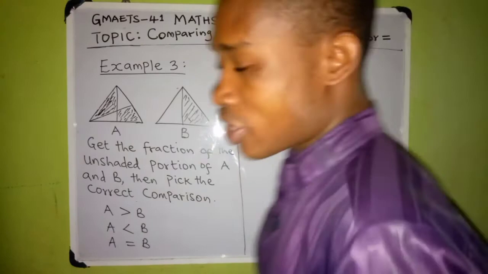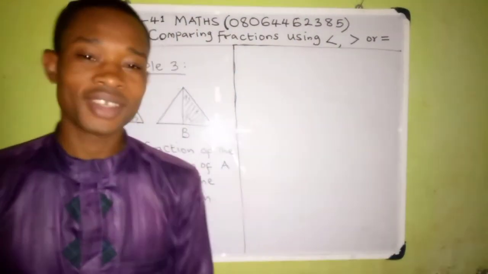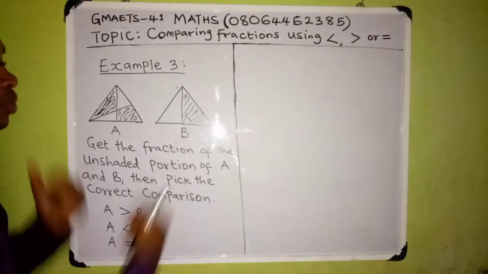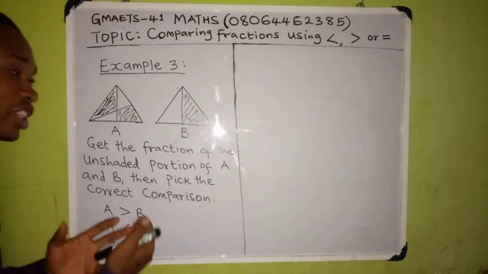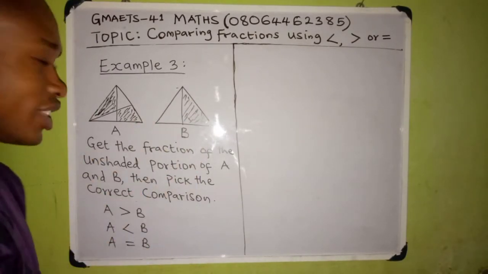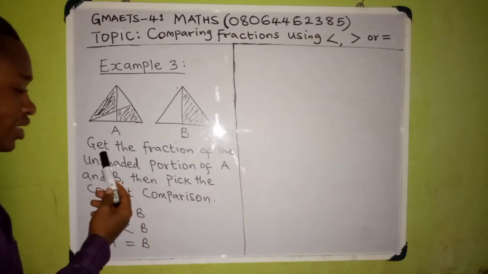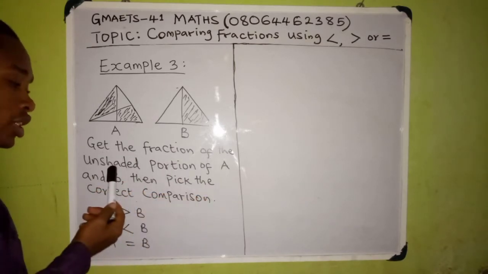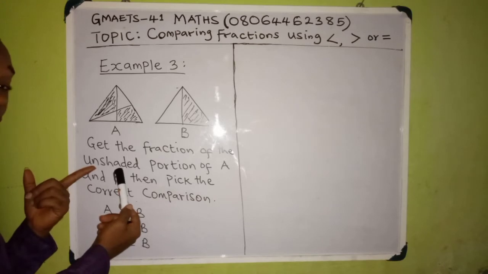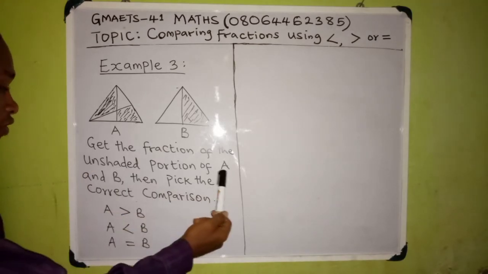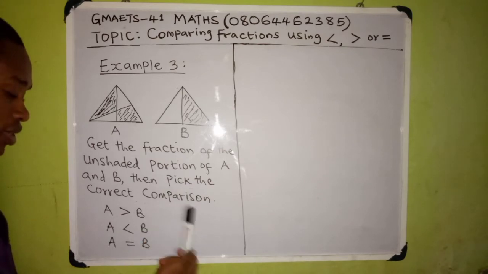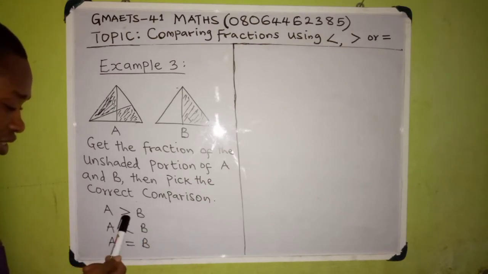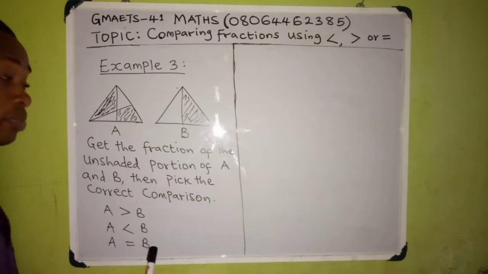Alright, this is our example number 3. And we have these diagrams on the board. These are triangles with some parts shaded and some other parts not shaded. Now the question is, get the fraction of the unshaded portion, that is the part not shaded, of A and B. Then pick the correct comparison. A is greater than B. A is less than B. A is equal to B.